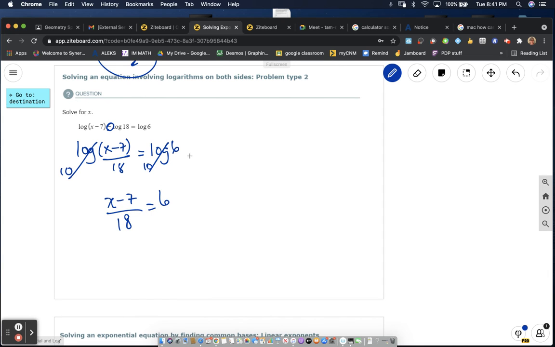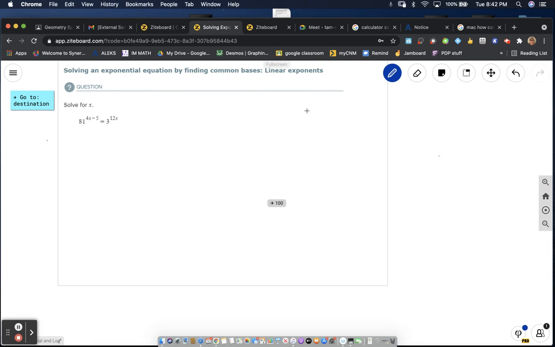That is how you undo a log. You exponentiate it. If you want to get rid of a log, you exponentiate it, but you have to do it to both sides, okay? It's not always so clean and neat. Okay, take a look at this one.